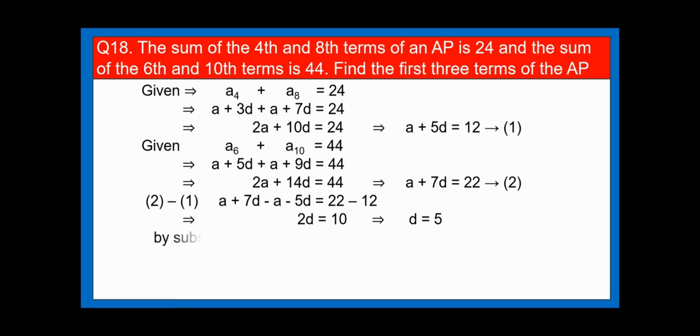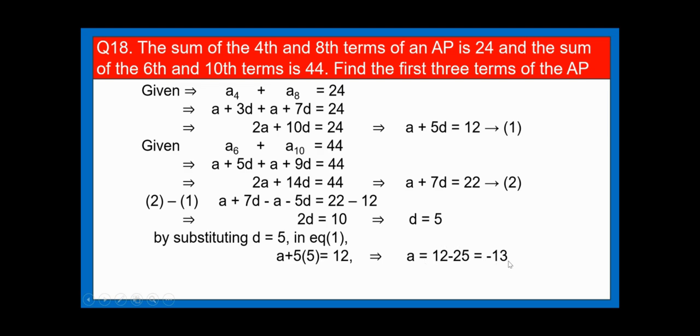Now let us substitute the d value in the first equation. By substituting d is equal to 5 in equation 1, a plus 5d, d is 5 now, a plus 5 into 5 is equal to 12, or a plus 25 is equal to 12, or a is equal to 12 minus 25. What is 12 minus 25? Yes, minus 13. a is equal to minus 13.